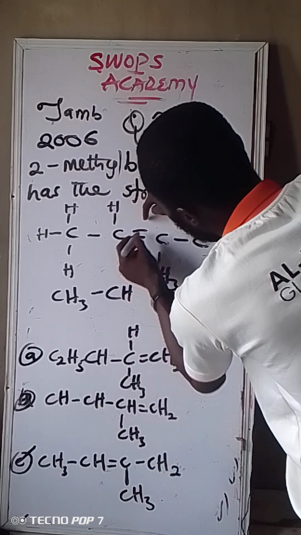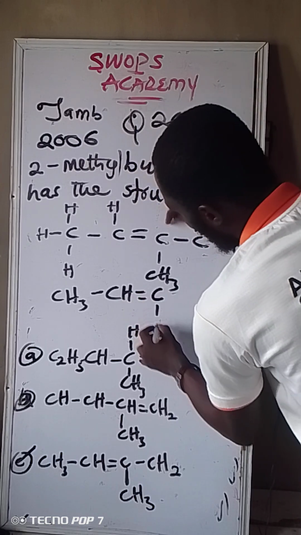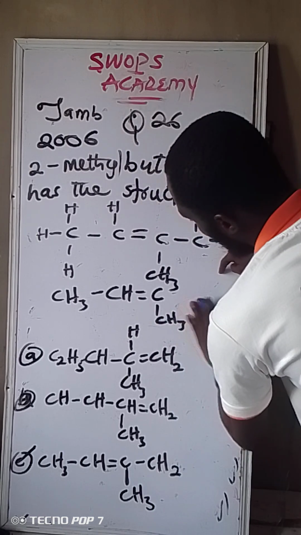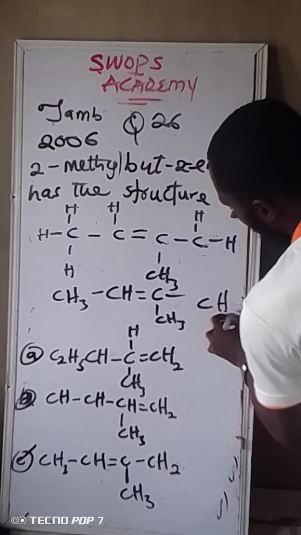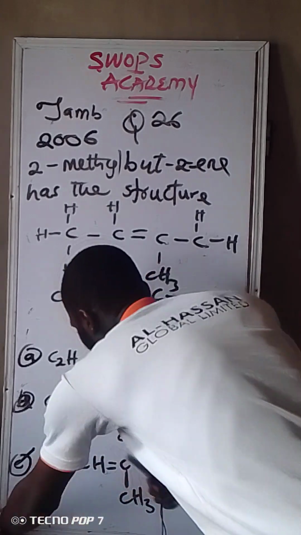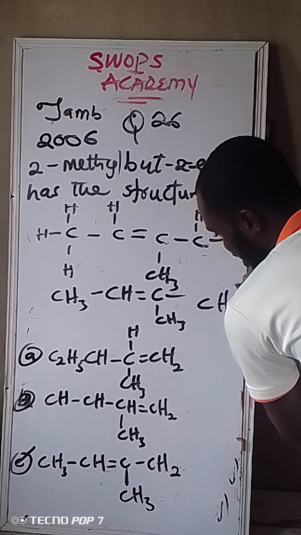Then the double bond. This is the double bond. So what follows? We have C. Then the methyl. This is CH3. Are we together? Then another one here, which is C. How many hydrogen? 2. Then put 2 here. So the correct option is C. Hope you get what I'm saying. So that is that on that. The correct answer is C.